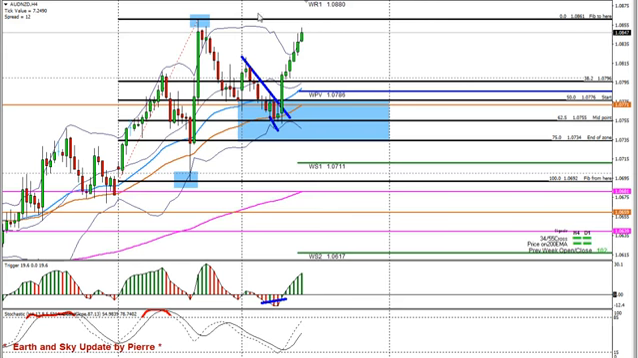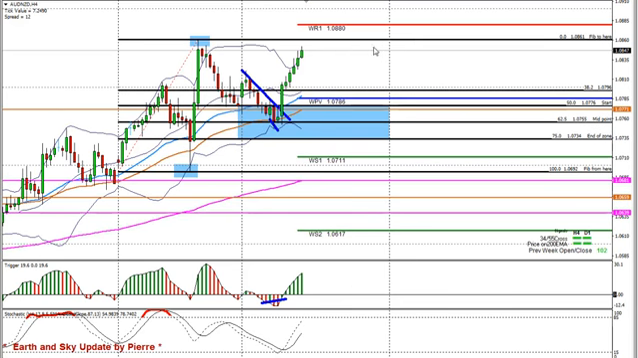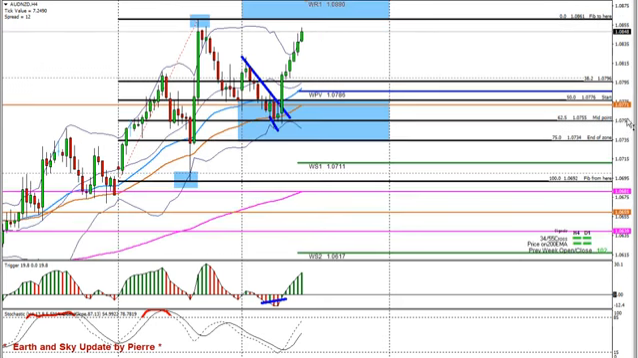Why that level? If we look to the left of the chart, previous support resistance, it was last week's high area. If we do spike through 880, look at that. That will be the area then for main profit take.